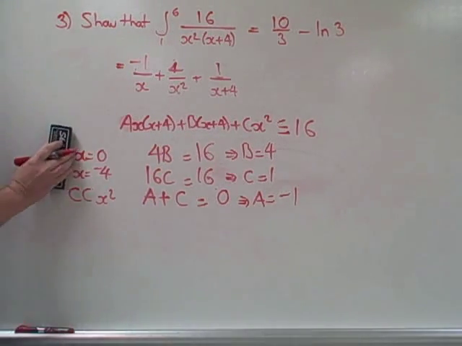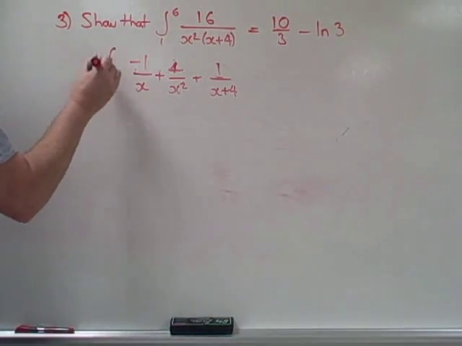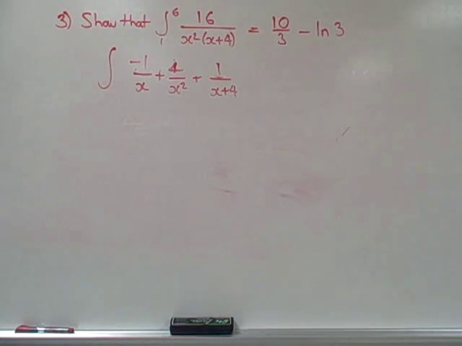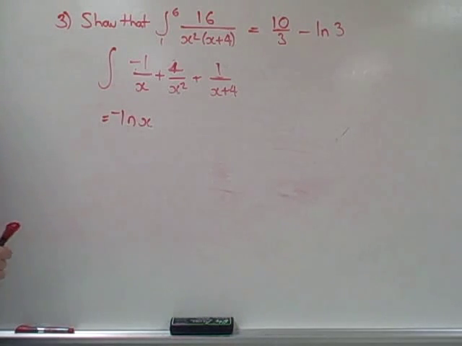Now this question says integrate. So we've got 3 bits of integration to do here. And we've also got limits to put in here. Now the integral for 1 over x is ln of x. So we've got negative ln of x.